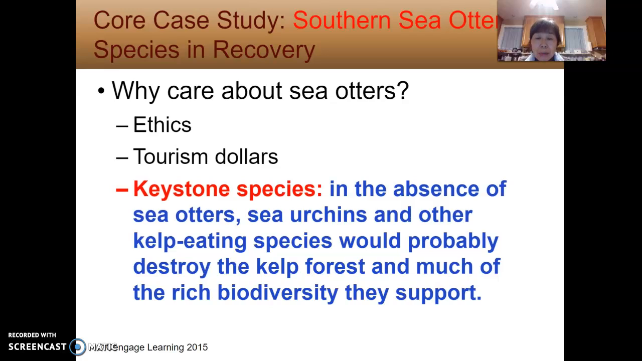But think about why we care about sea otters. Obviously, number one, it's because of our ethics. If you and I can exist, why can't they, right? And also for tourism dollars, they produce a lot of value when used in tourism. Another reason is they are a keystone species. In the absence of sea otters, sea urchins and other kelp-eating species would probably destroy the kelp forest and much of the rich biodiversity they support.